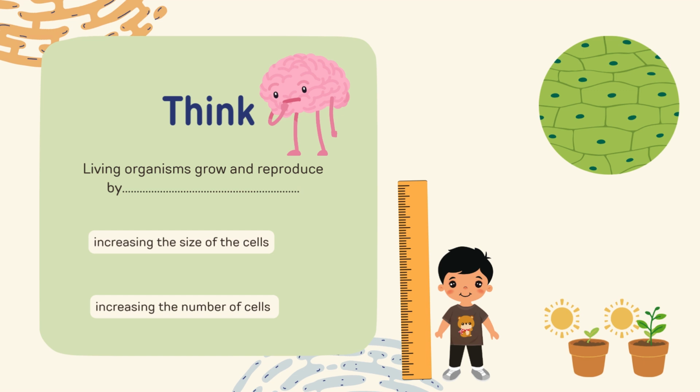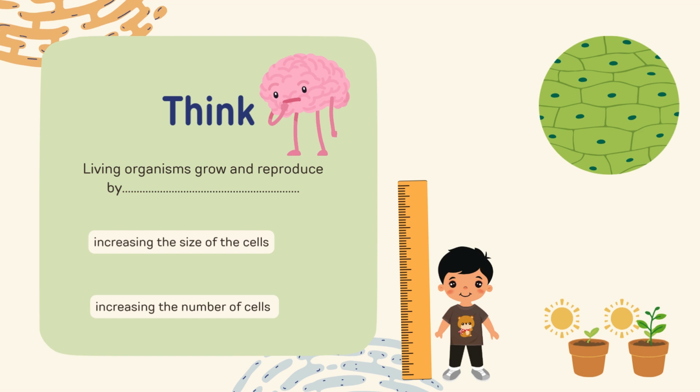As we know, living organisms do vital activities like growth and reproduction, and the cell is responsible for these life processes. So, how do living organisms grow? By increasing the size of the cell, so it gets bigger and bigger, or by increasing the number, as if it's one cell, it becomes two, and two becomes four, and so on.